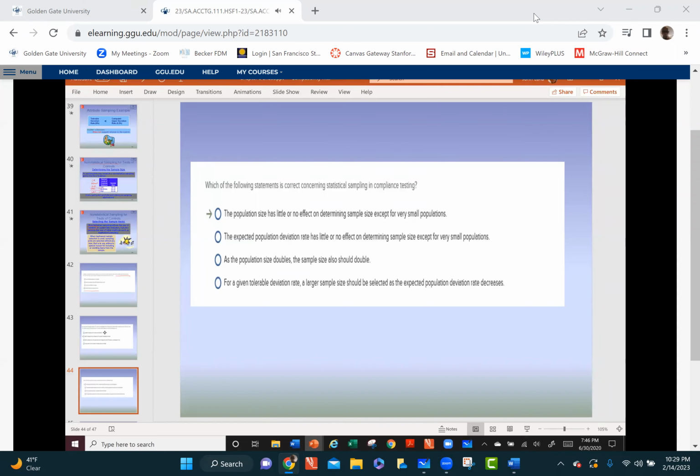Let me make sure I'm saying this right. Risk of assessing control risk too low, otherwise known as confidence level, had an inverse relationship. Tolerable deviation rate had an inverse relationship. And then expected deviation rate had a direct relationship. Population size does not affect sample size for an attribute test. We're going to see that account balance for a substantive test is a significant factor in determining sample size for a substantive test.